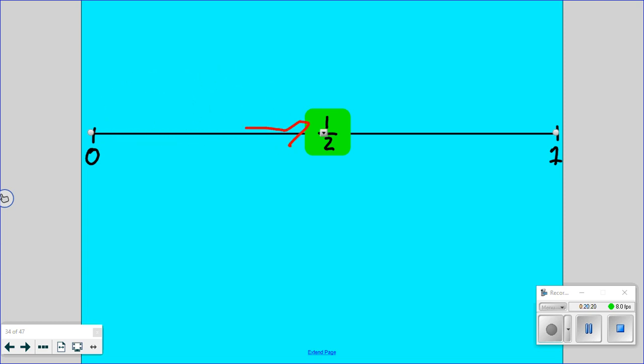Grab your other sticky note or a new sticky note. You can leave 1/2 there. I'm going to move my 1/2, but you can leave yours there. On your new sticky note, I want you to write 2 halves. Two halves looks like this. Once you've got 2 halves written, go ahead and put it on your number line.